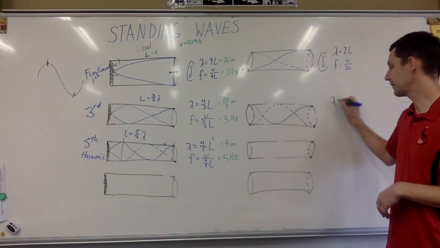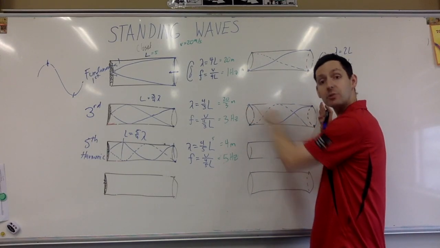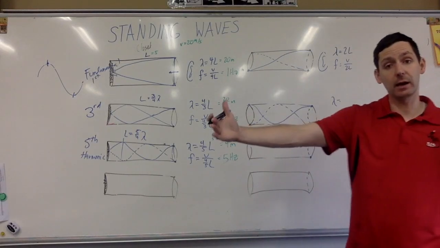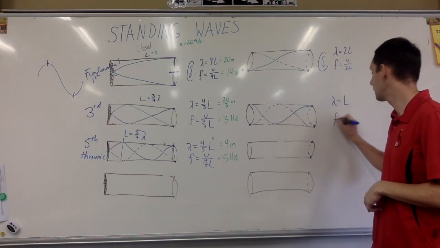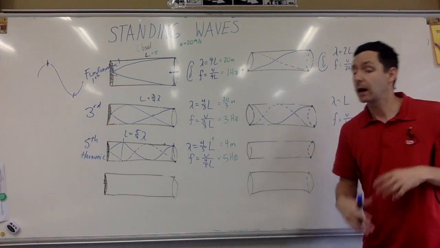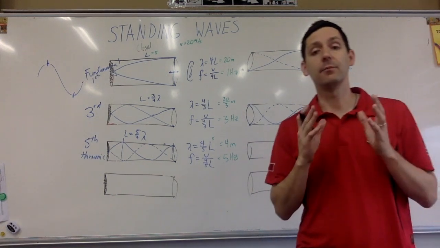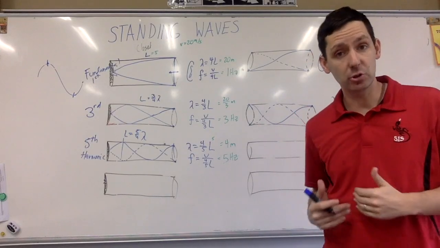And so my wavelength here, notice that I'm going through a whole wavelength, going from the top down to the bottom, back to the top. So that's one full wavelength that I was able to accomplish in the length of that pipe. So the wavelength is going to be the length of my pipe. The frequency is V over L. Again, notice I'm not memorizing these formulas. I'm drawing the picture, and from drawing the picture, I'm able to come up with these formulas.